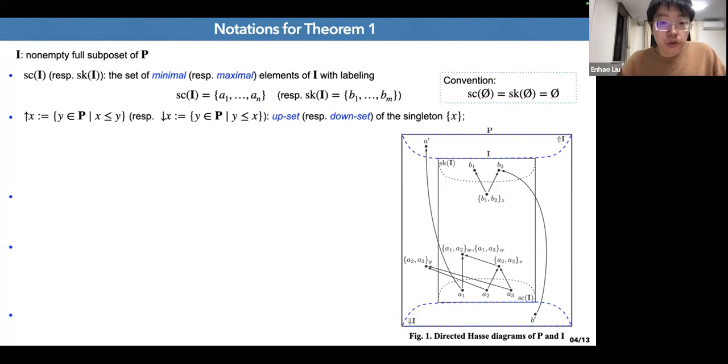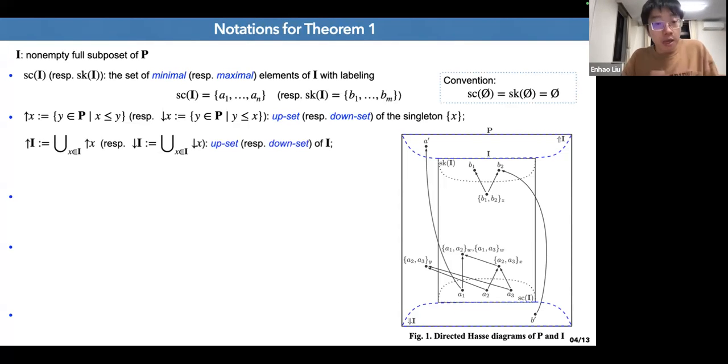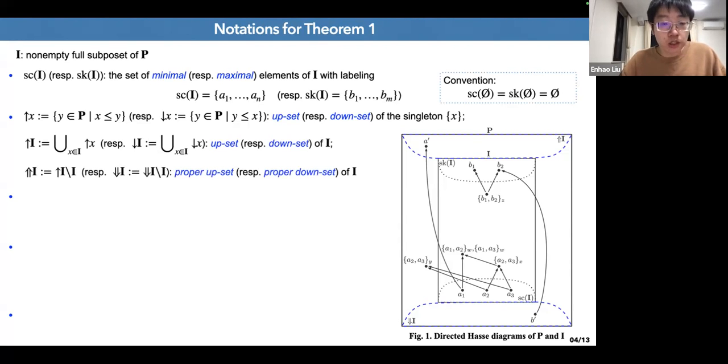Then we have this notation, also very common in poset theory. We have the upset of a singleton x, which is the set of all the elements in P greater than x. And dually, we have the downset of x. This is very common. And for a subposet I, we also have similar notations: the upset of I, which is the union of the upsets of the singletons, and dually the downset of I. But the next notation is not so common.